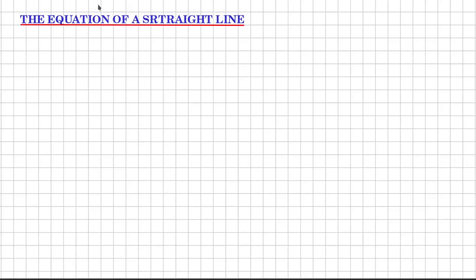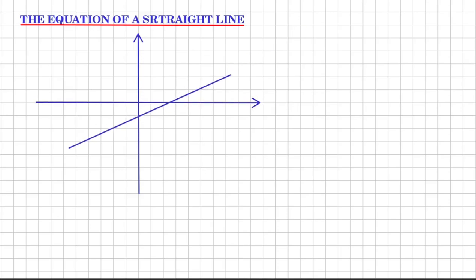First of all, a straight line is something that looks like this. You have your Cartesian coordinates like that, and then there is a straight line like that, and you are required to write the equation of this line in the form y = mx + c. Just a reminder, for the general equation of a straight line, y = mx + c, the value m gives you the gradient.